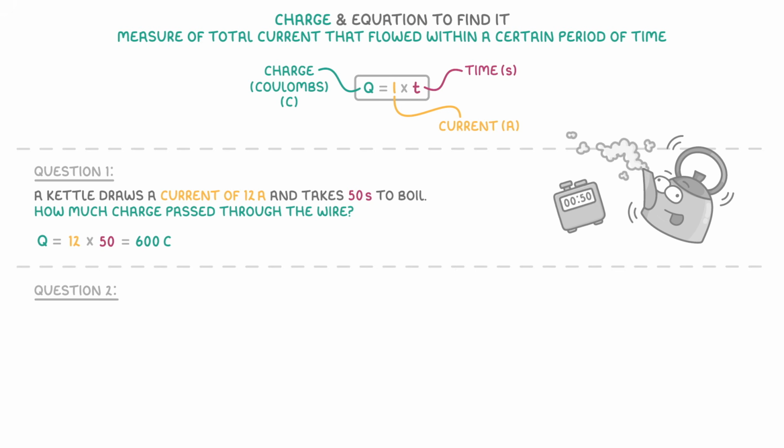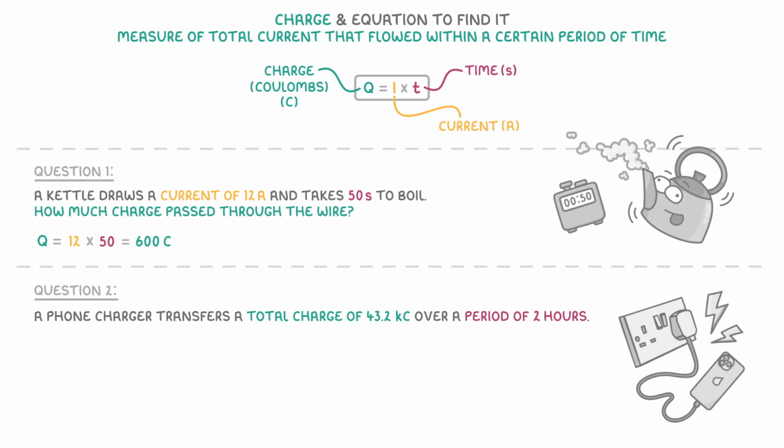Or for another question, a phone charger transfers a total charge of 43.2 kilocoulombs over a period of 2 hours. What current flowed through the wire? First, we need to look at our equation. And because we're trying to find current, we're going to have to rearrange it into the right form by dividing both sides by time. This gives us I equals Q over T.